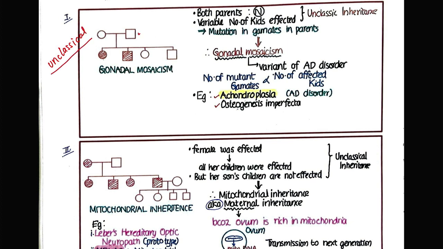Means the parents were normal. Only the children are affected. Means the mutation has occurred after mating or after fertilization, or at the level of gonads. Means the parents are not carrying the disease themselves, or they are not carrying the defective gene in themselves, but at the level of gametes, at the level of zygote, or at the level of division after zygotes, there is some kind of mutation that has occurred in them. So that is gonadal mosaicism, it is at the level of gonads. Examples are achondroplasia and osteogenesis imperfecta.